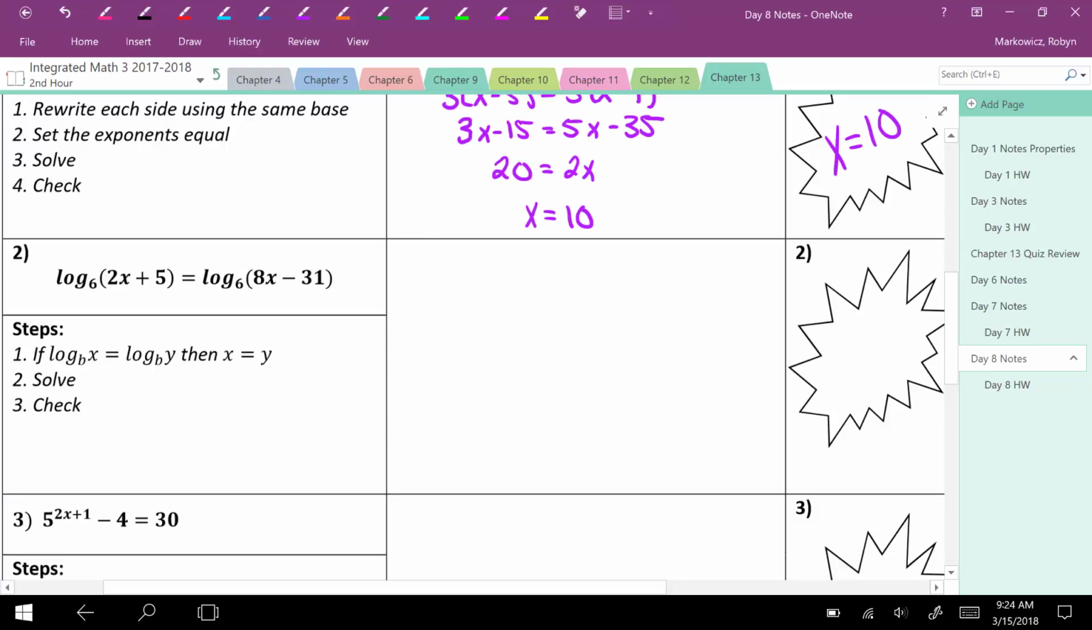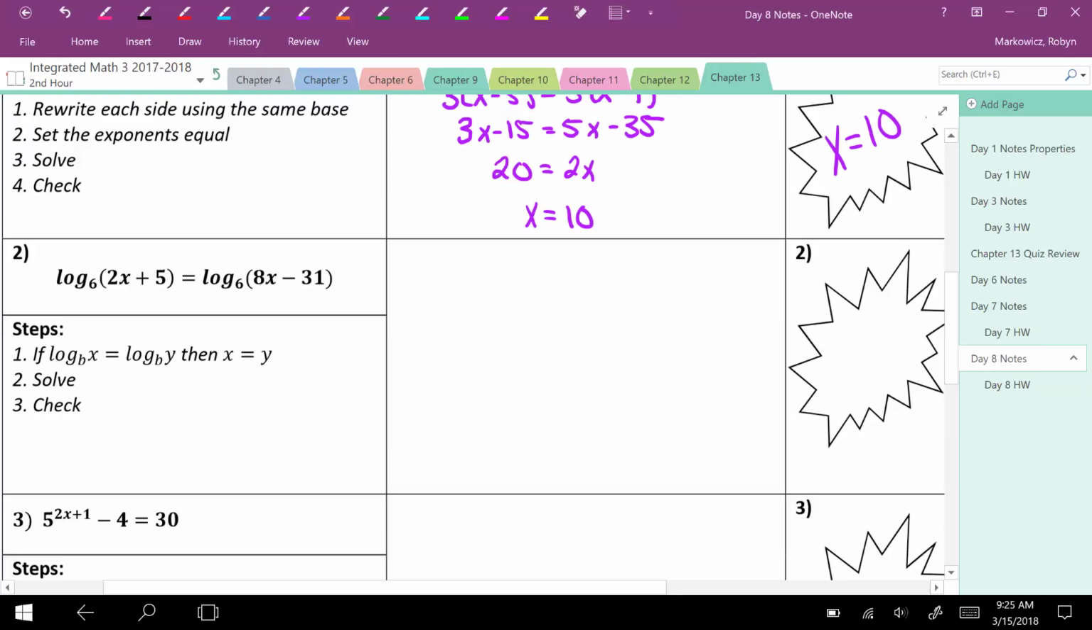This should be like one of the most important sheets that you reference this whole entire rest of the chapter. Because it tells you step by step. You have a test next Friday. Not only do we give you the steps, but we give you an example and we solve it out with you. All right, number 2, we have log equal to log.